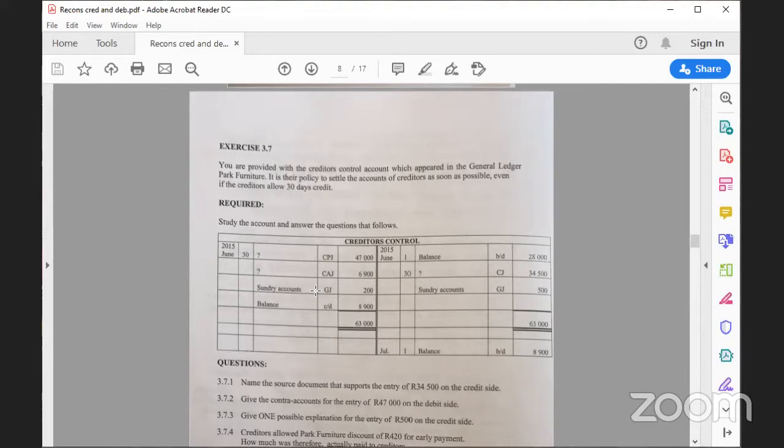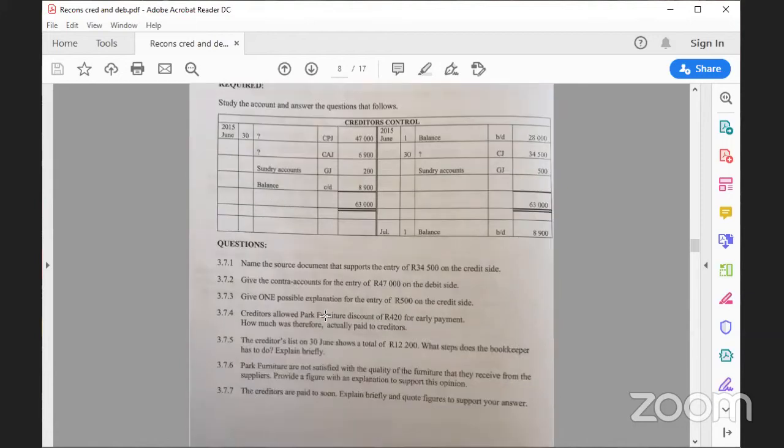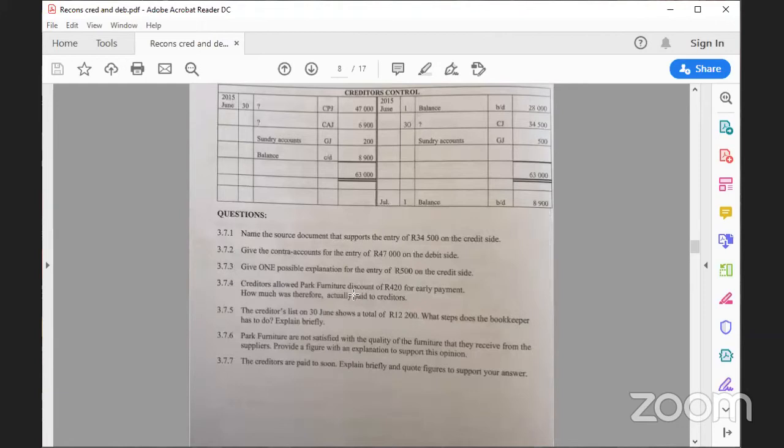So here, another thing very important, make sure that these tell you what we are working with. We're working with stuff we bought on credit, the payments we made to our creditors, and the returns we had to our creditors. Okay, let's do the first question.